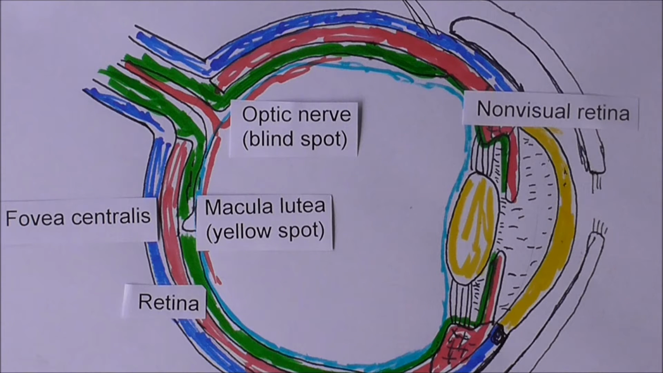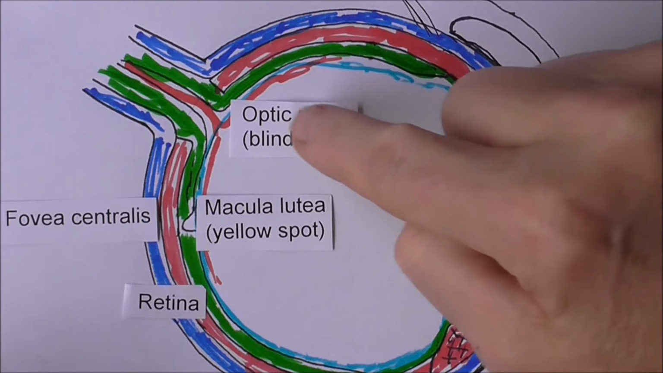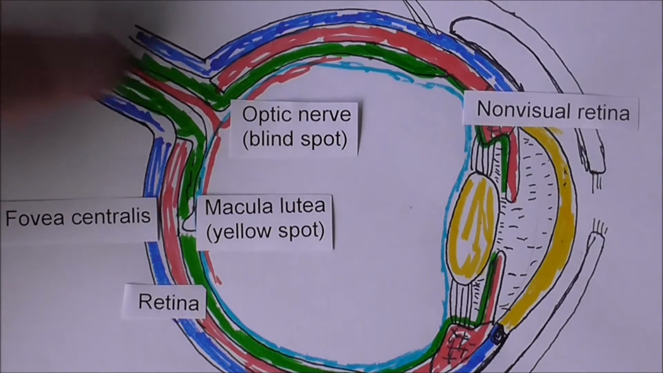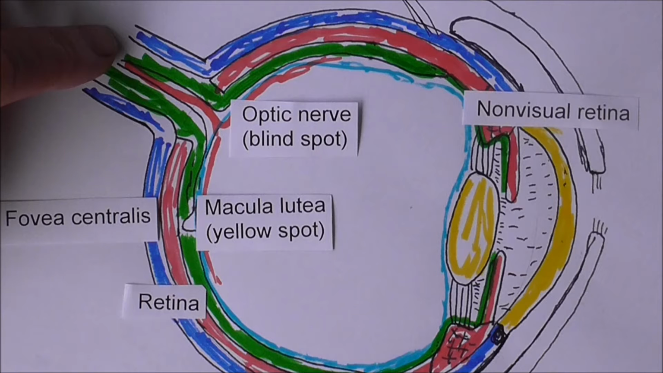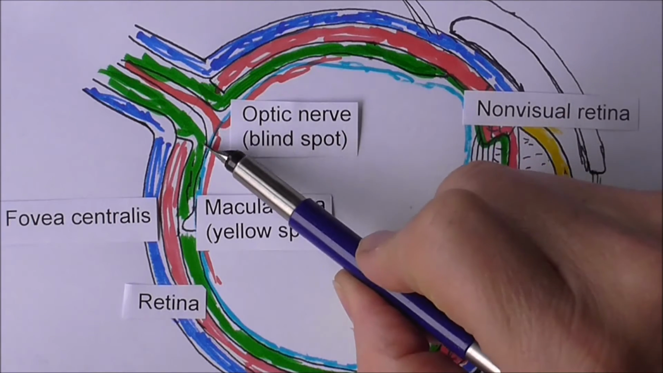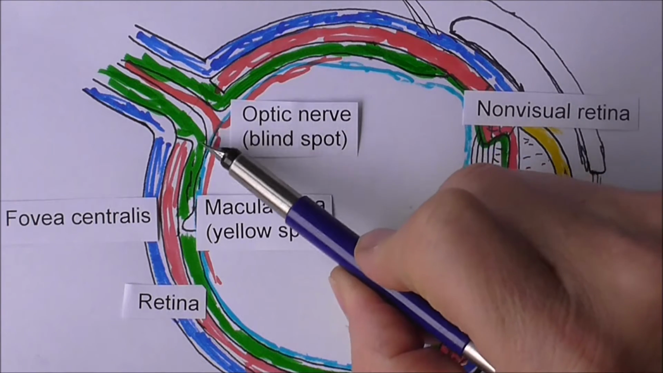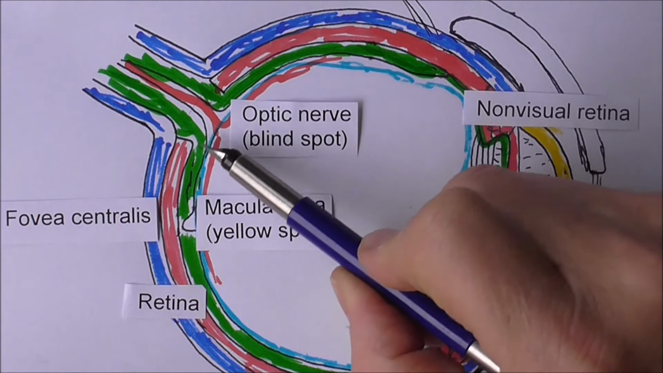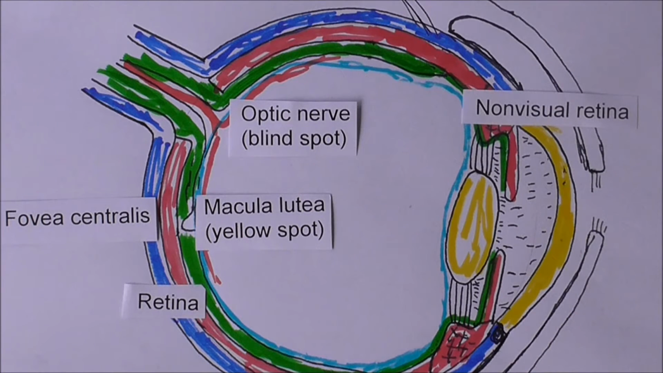So here we're looking at the retina in green. The optic nerve here is leaving the eye, that's the second cranial nerve, taking the visual information in towards the brain. But where the optic nerve leaves the eye, there are no light sensitive cells. So this area is described as the blind spot because we can't detect vision in that particular spot.